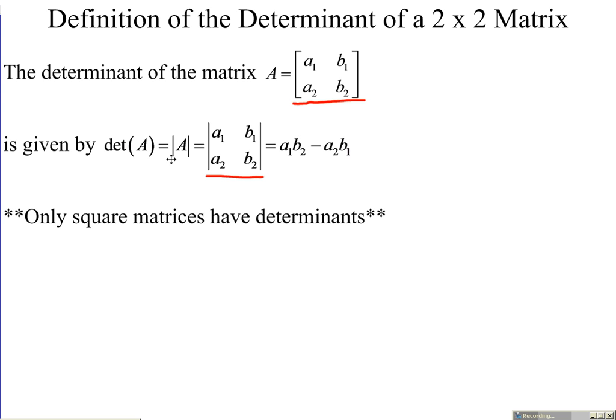To evaluate the determinant of a 2 by 2 matrix, all you do is multiply down this diagonal, so A1 times B2, and you subtract the diagonal coming back, A2 times B1. Only square matrices have determinants. So if it is not a square matrix, there is no determinant to be evaluated.